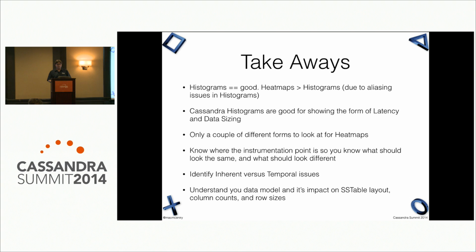When you move from looking at histograms and heat maps, you're really only going to have a couple of different things that you can see from it, and you're going to have to interpret which paths to go from there. So with that in mind, knowing which histograms correspond to which instrumentation points inside of Cassandra is very important. And then distilling out what are some of the inherent problems or design patterns within your application versus what are temporal things with regards to operations and maintenance of Cassandra is going to be one of the things you want to see. And everything comes down to data model, data model, data model. Understand it, otherwise you're not really going to be making the right decisions.